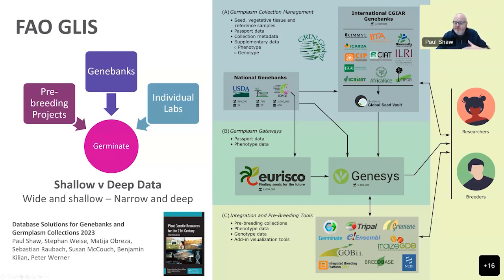And we've then got the germplasm gateways. In Europe, that's Eurisco, and then the worldwide system is Genesis. Then we have tools which sit on top of these, which provide a much deeper set of data, and that includes things like Germinate. So that's where we come in. That might give you an idea of where Germinate sits within other information systems that exist.